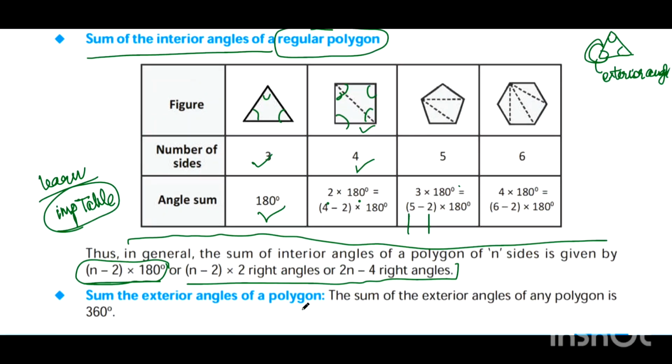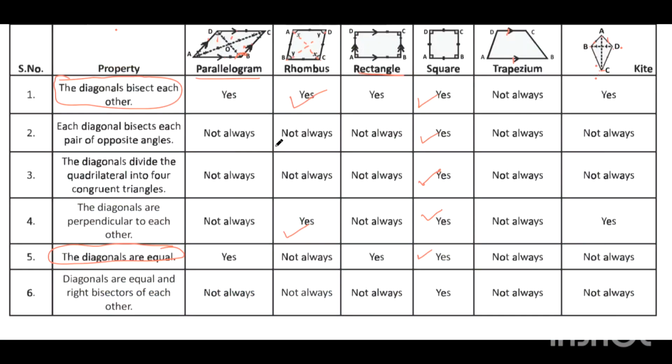Now see one more thing. The sum of the exterior angles of a polygon is always 360 degrees. Always 360 degrees. Clear? One more time, right?